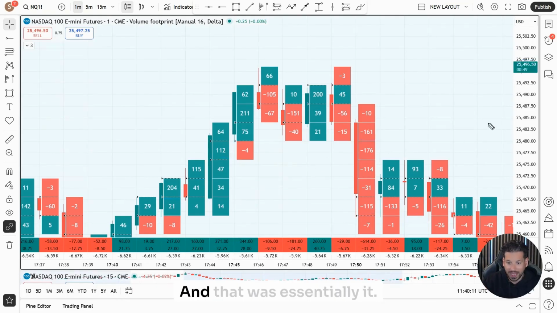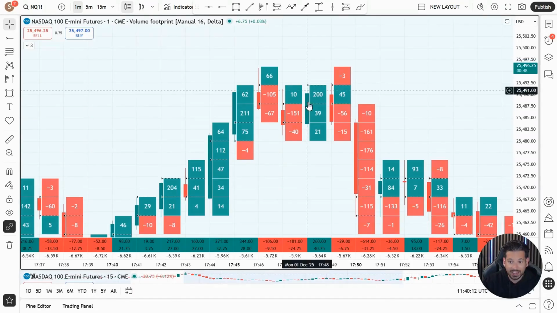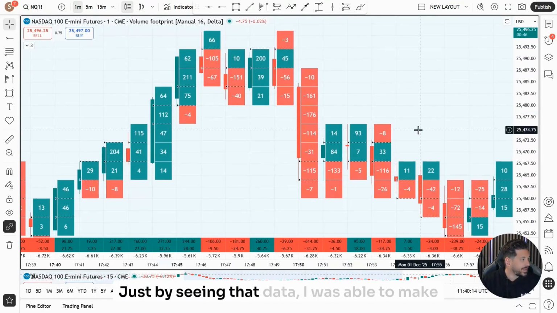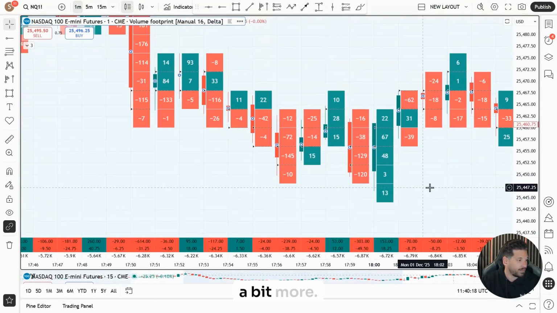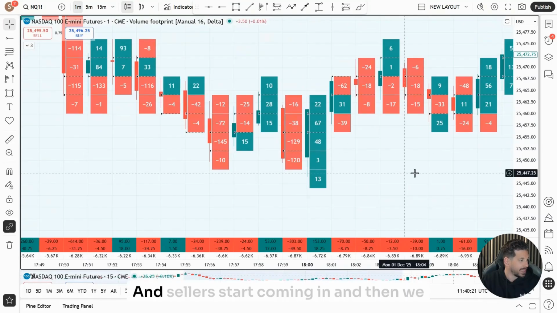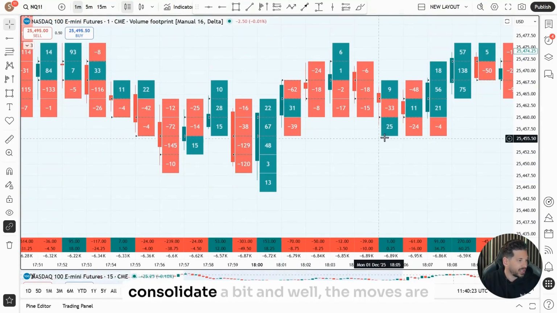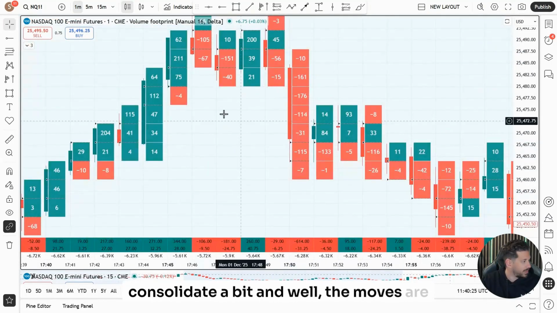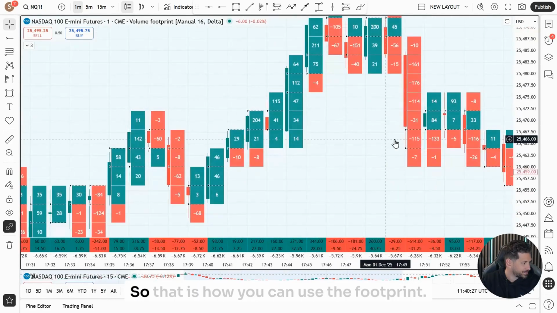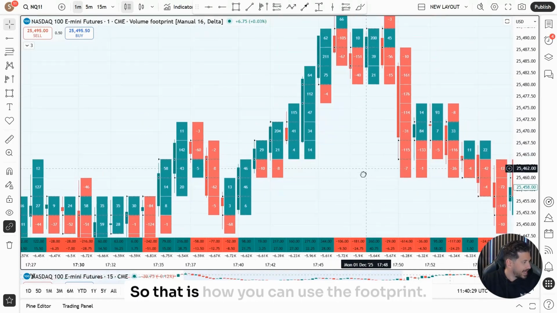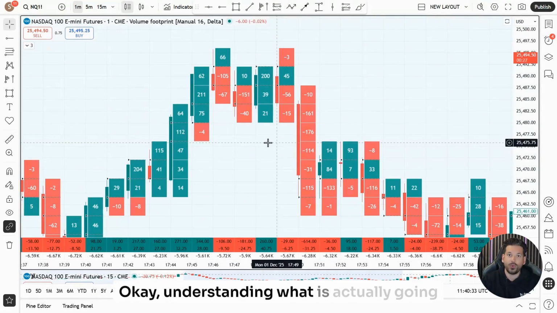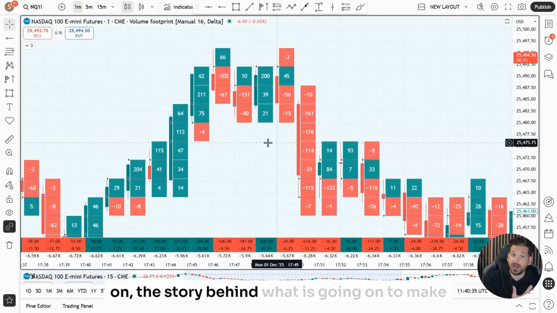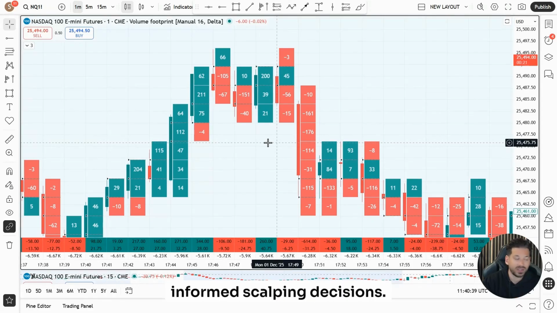All right, and that was essentially it. Just by seeing that data, I was able to make a very good trade, and the market pushes down a bit more. Okay, and sellers start coming in, and then we consolidate a bit, and well, the move's already been made. So that is how you can use the footprint, understanding what is actually going on, the story behind what is going on, to make informed scalping decisions.